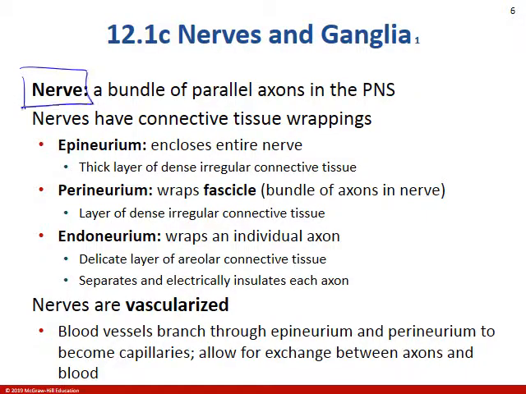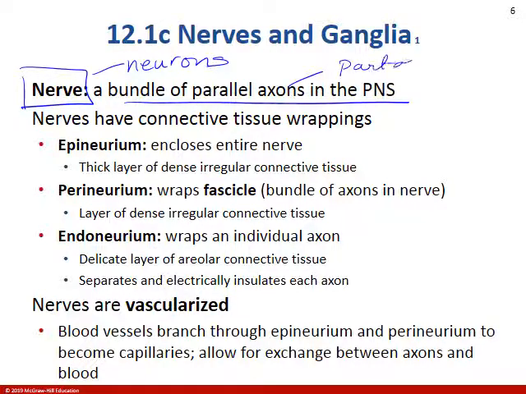So here we kind of have a definition for you. A nerve is a bundle of parallel axons. You will also hear people say a nerve is a bundle of neurons. An axon is a part of a neuron, and when we look at the parts, we'll talk about that a little bit more. But bottom line, what is a nerve? The nerve that comes out of your intervertebral foramen is a whole bunch of individual neurons wrapped together.